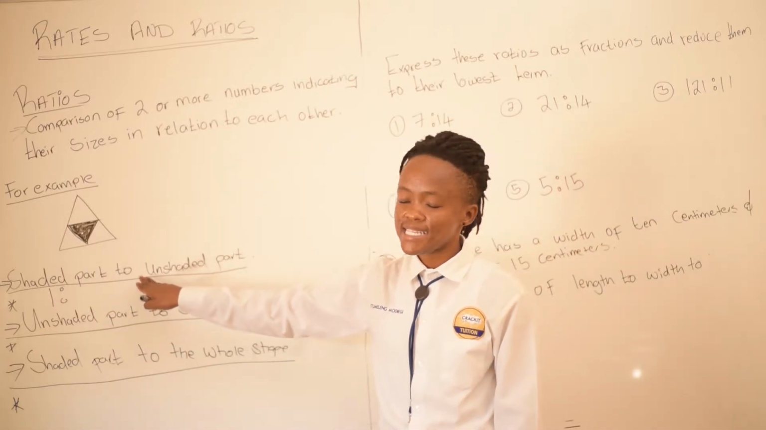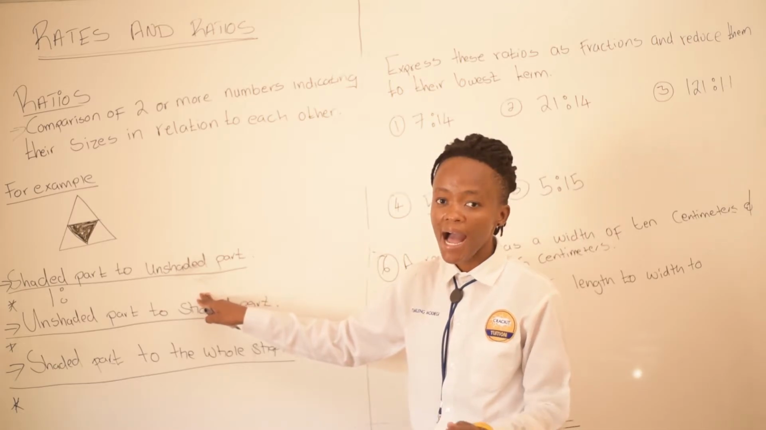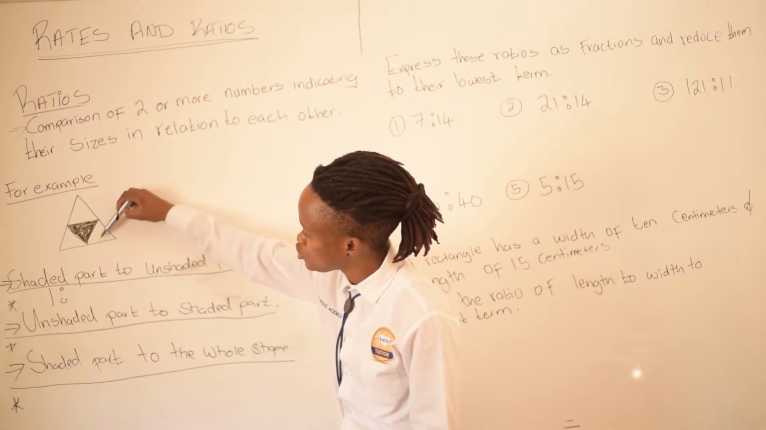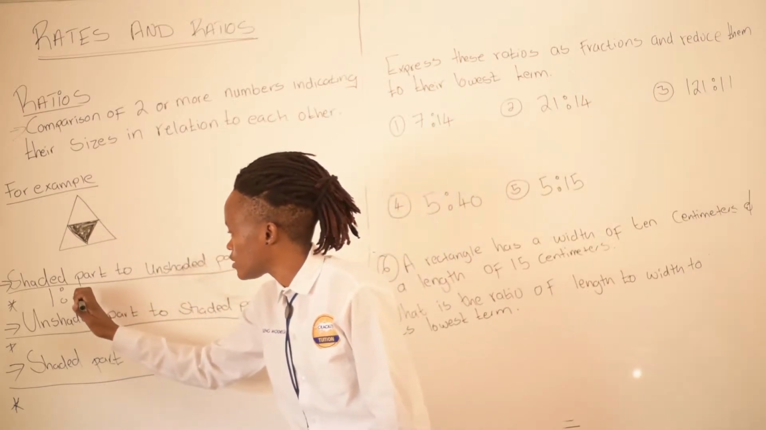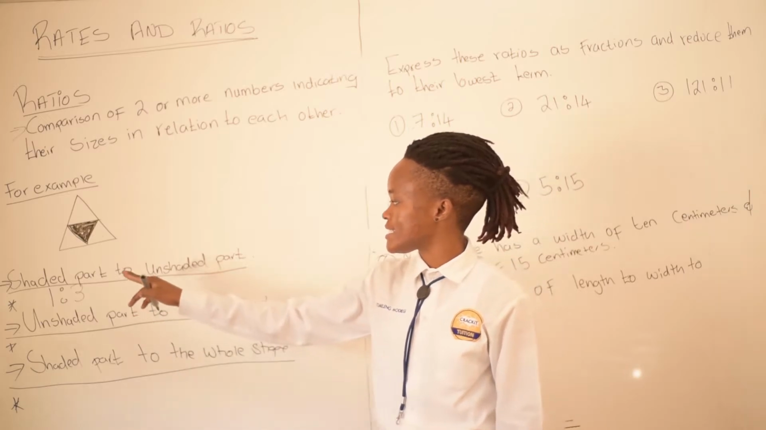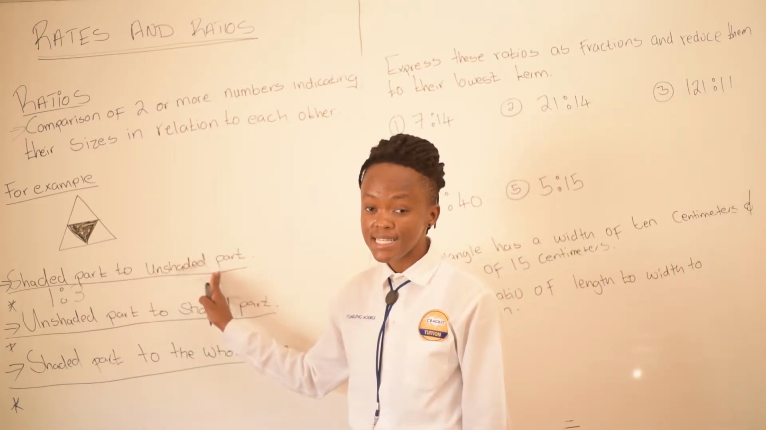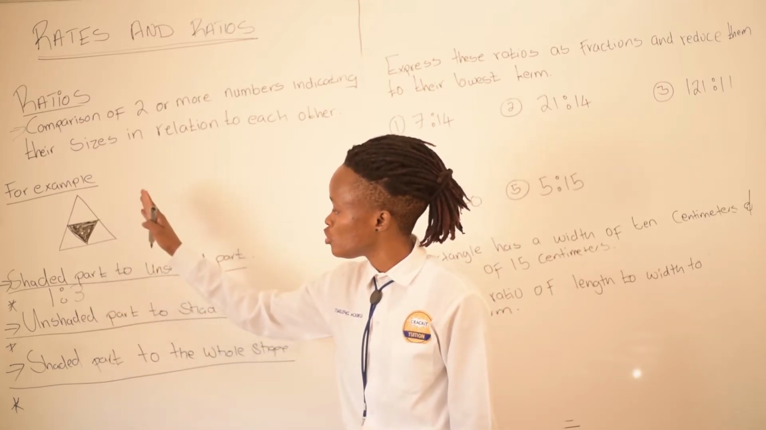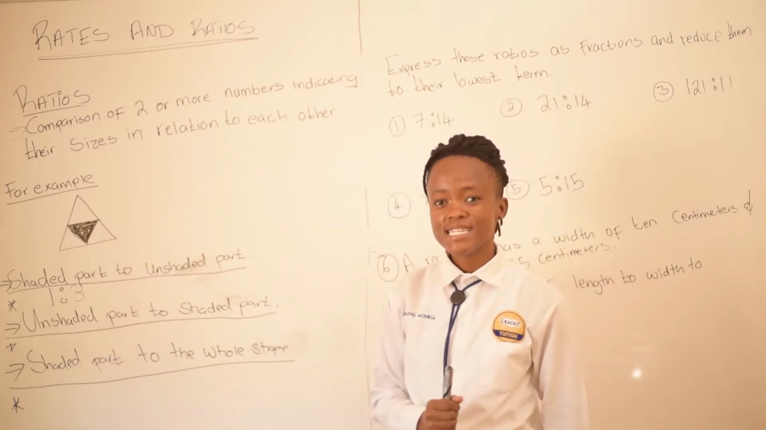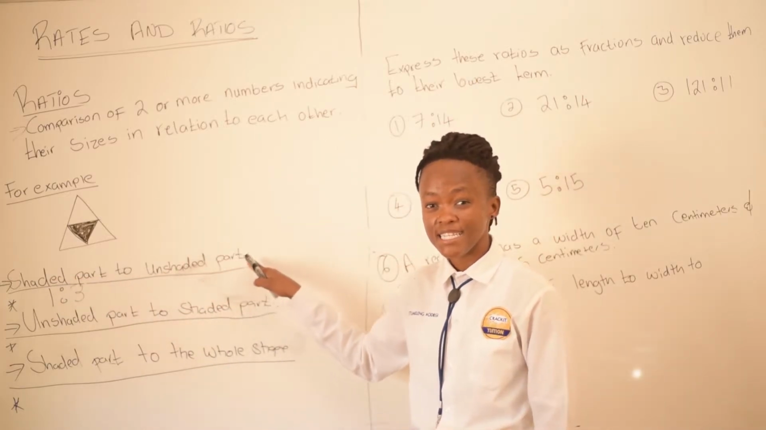Let's look at the unshaded part. How many triangle parts are unshaded? Let's count them together. This is 1, 2, 3. So this becomes what? 3. So the ratio of the shaded part to the unshaded part is 1:3. So what you have to pay attention to is what comes first, shaded part or unshaded part.